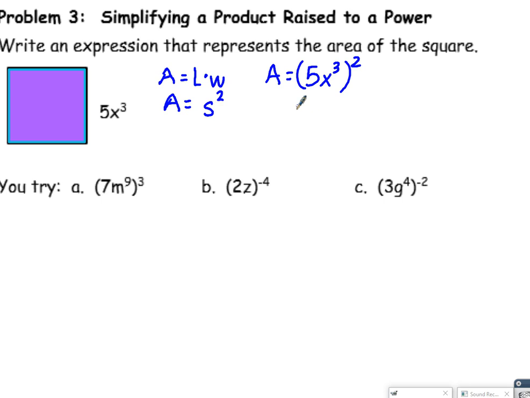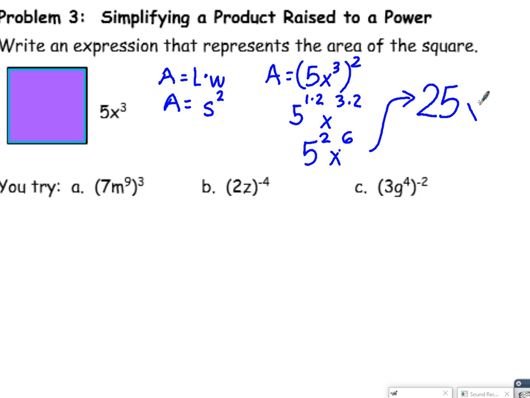5 squared, because remember there's a 1 times 2, and x, 3 times 2. And we get 5 squared, x to the 6th power. Another way to write this would be 25x to the 6th. Pause the video here as you do the U try.